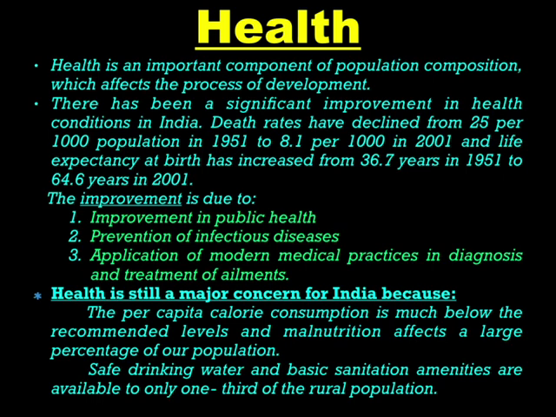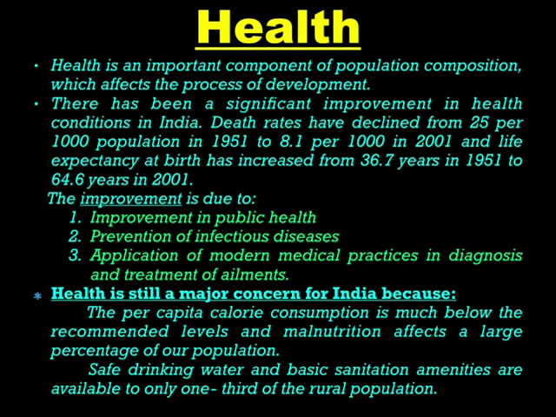The death rates have declined from 25 per thousand population in 1951 to just 8.1 per thousand in 2001. And life expectancy at birth has increased from 36.7 years in 1951 to 64.6 years in 2001. These improvements are due to the following reasons. First, the improvement in public health. Second, the prevention of infectious diseases. And third, application of modern medical practices in diagnosis and treatment of ailments.